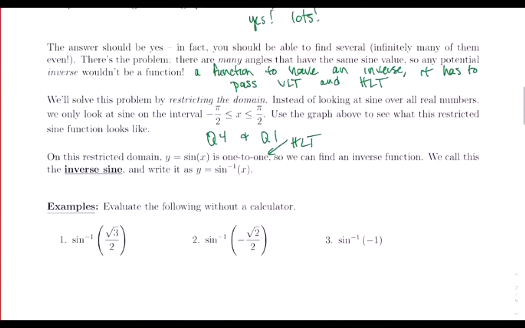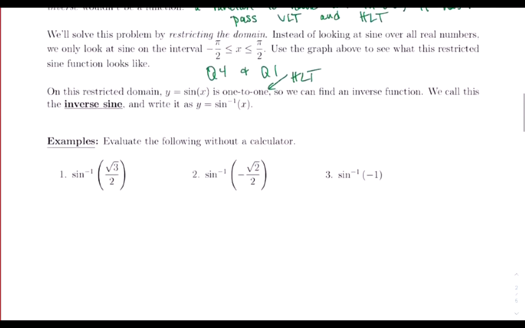So sine inverse of root 3 over 2, what you're going to do is ask yourself, okay, sine of what angle theta equals root 3 over 2? So we're only looking in quadrants 1 and 4. Sine of theta is root 3 over 2. So it's a tall angle and it's positive, so it's in the first quadrant. That's our 60-degree angle, right? So 60 degrees or pi over 3.